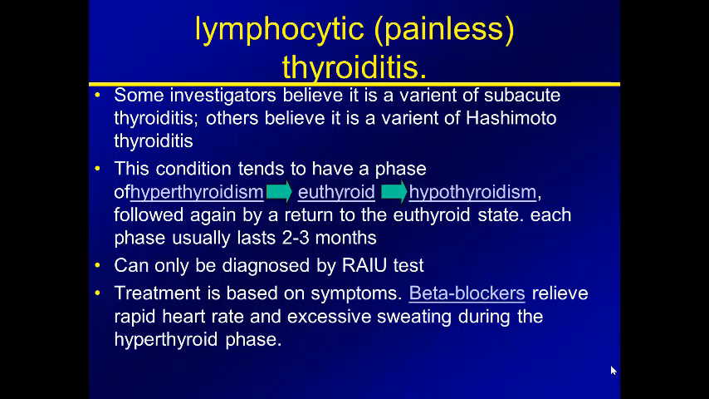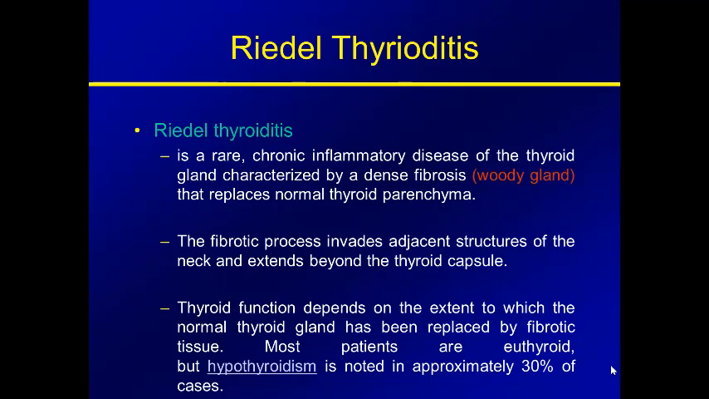Each phase usually lasts for 2 to 3 months. It can only be diagnosed by the radioactive iodine test. In this patient, if you do a radioactive iodine test, there is no uptake at all, or very minimal uptake due to infiltration by the lymphocytes. Treatment is based on symptoms. Again, beta blockers relieve rapid heart rate and excessive sweating during the hyperthyroid phase.